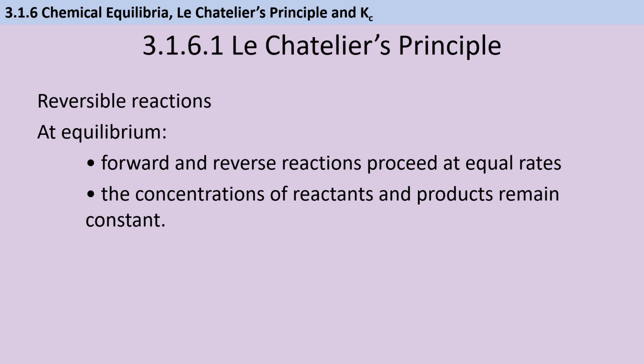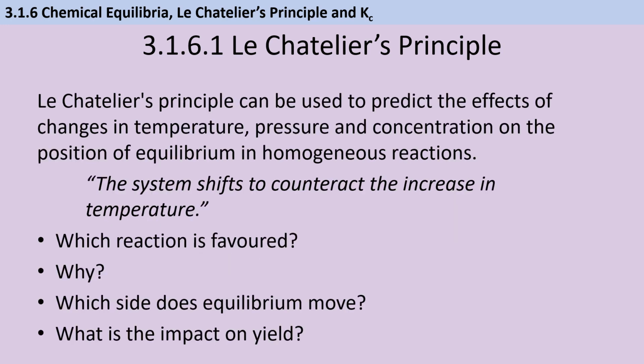Crucially, constant means it's staying the same. It does not mean that they are equal to each other. We can use Le Chatelier's principle to make predictions about the effect if we change the temperature, the pressure, or the concentration. It's really important that in the first line of your answer, you're talking about the system shifting to counteract the change. But unlike at GCSE, where that statement on its own would be enough, you need to make sure that you're including what the change is.